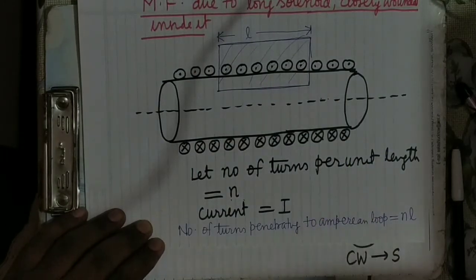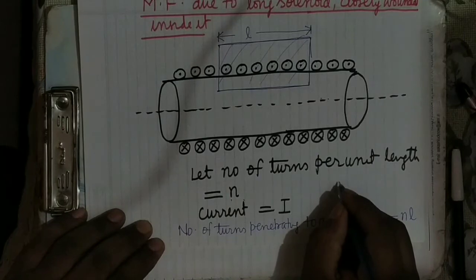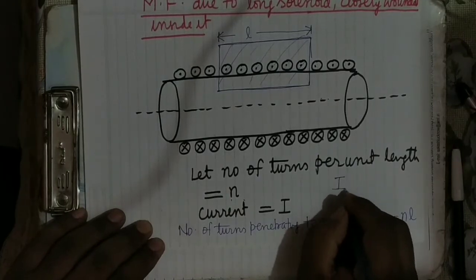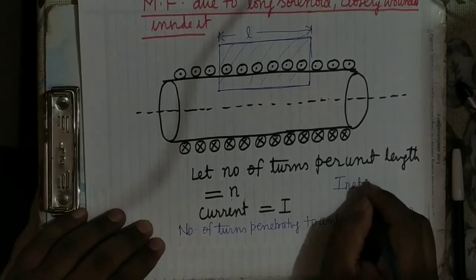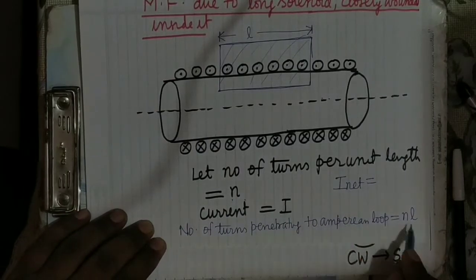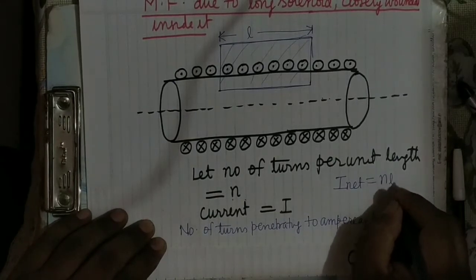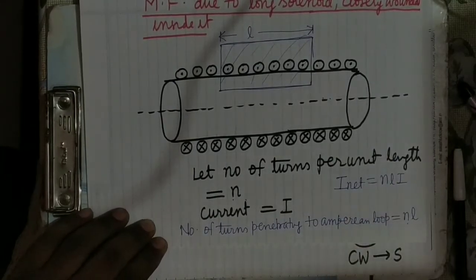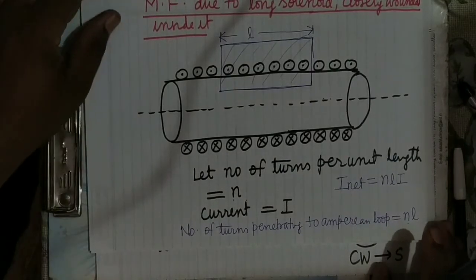What will be the total net current which is threading the area enclosed by the loop? So I net will be equal to, each turn is carrying current I, and there are a total of N into L turns. So N into L into I. This will be the value of I net.